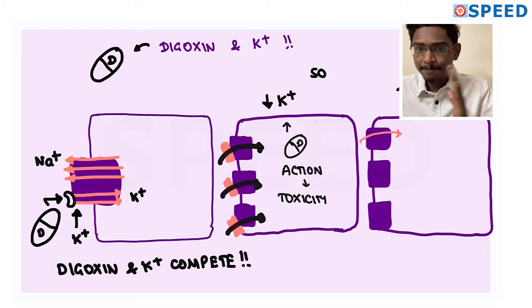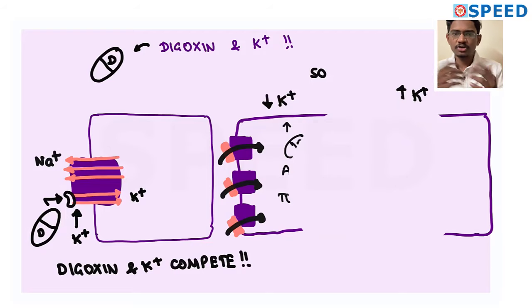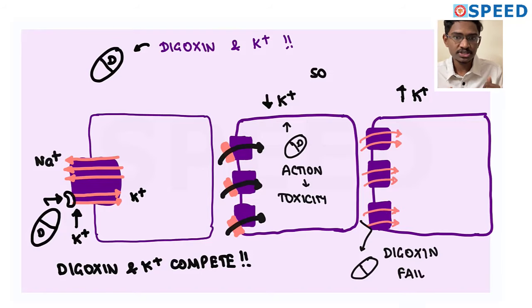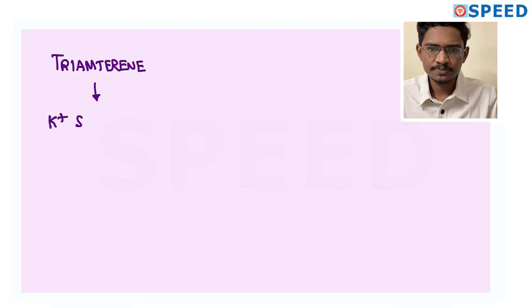And if there is hyperkalemia, what will happen? A lot of potassium is there. They will drive out all the digoxin away from the sodium potassium ATPase. So this will cause therapeutic failure, drug failure. Digoxin won't work in these patients. So let's see among the given drugs any relation with potassium values.